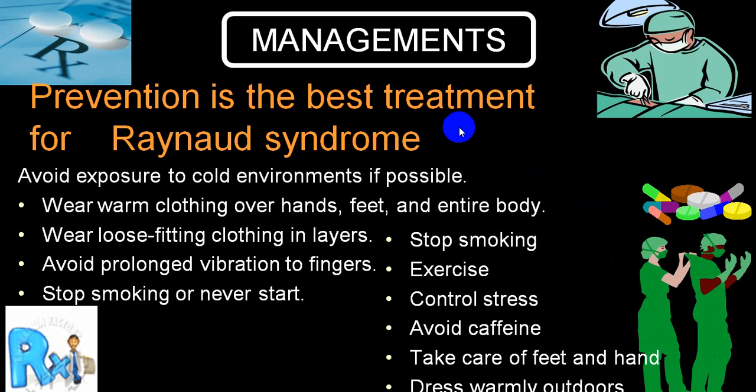As far as management is concerned in primary, usually all is symptomatic and prevention, while in secondary, treat the basic etiology. There are certain things which will help: stop smoking, regular exercise, control stress, avoid caffeine, and take care of feet and hands, and warm clothes. So wearing warm clothes helps a lot. Loose fitting clothes will be helpful. Avoid prolonged vibration injury to the finger. Stop smoking.